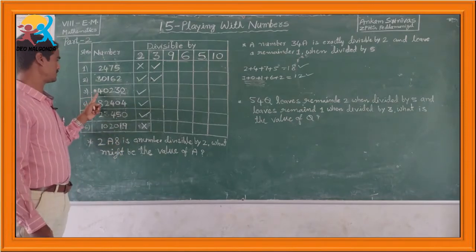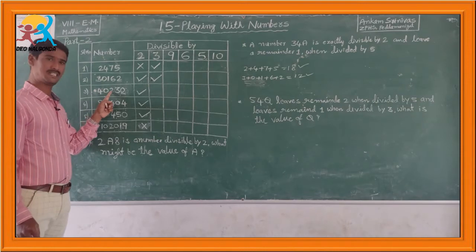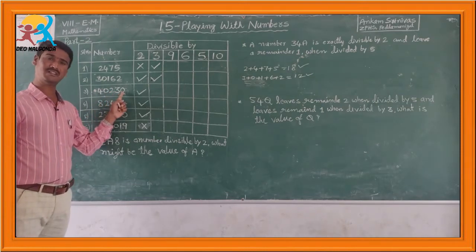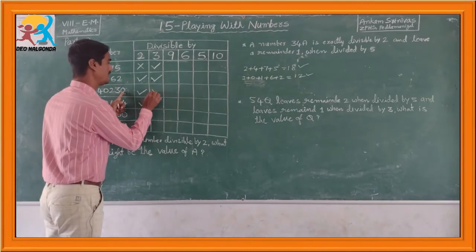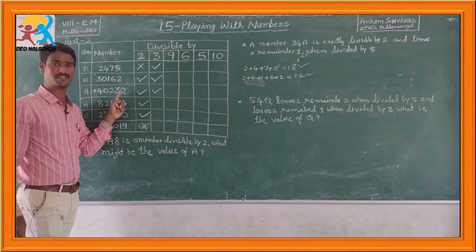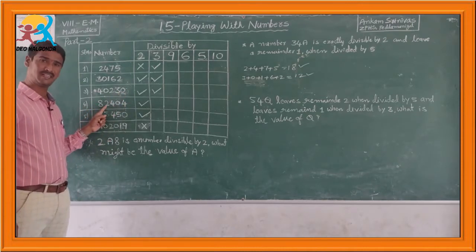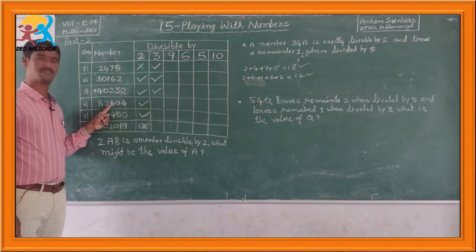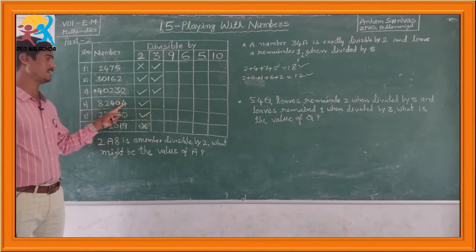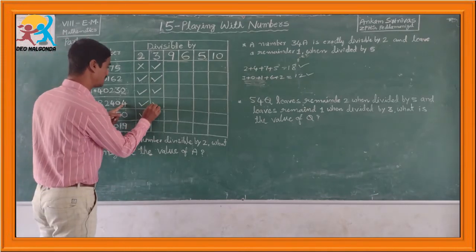Then this one, 4 plus 0, 4 plus 2 is 6, 6 plus 3 is 9, 9 plus 0 is 9. So divisible by 3. 9 comes in the 3 table, 3 threes are 9. So divisible by 3. Here, 8 plus 2 is 10, 10 plus 4 is 14, 14 plus 4 is 18. 18 comes in the 3 table. So it is also divisible by 3.